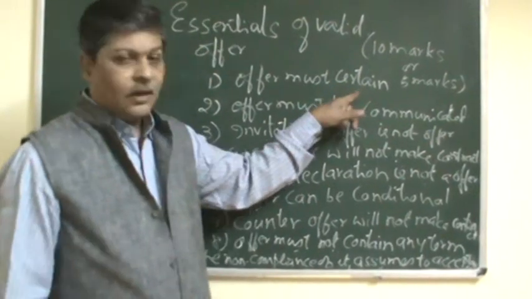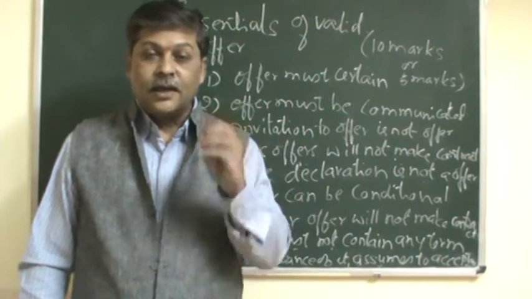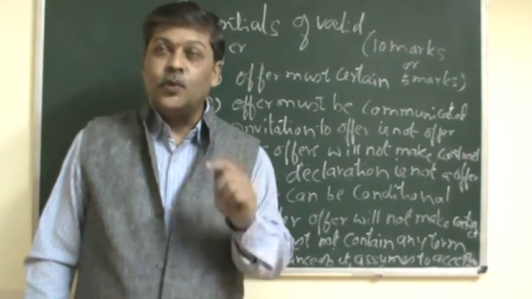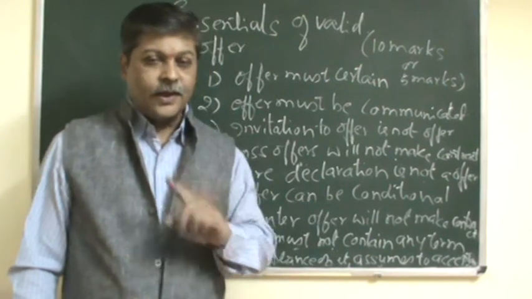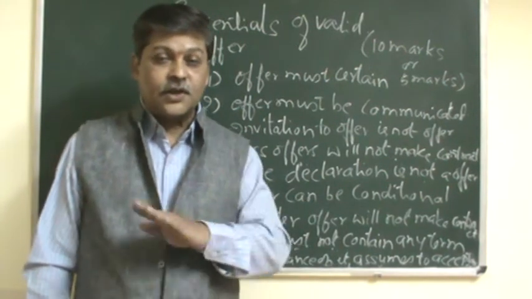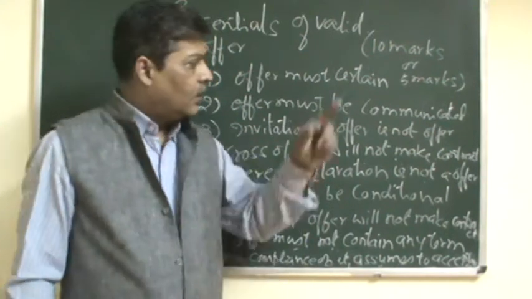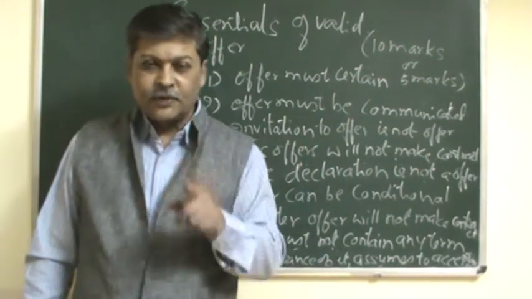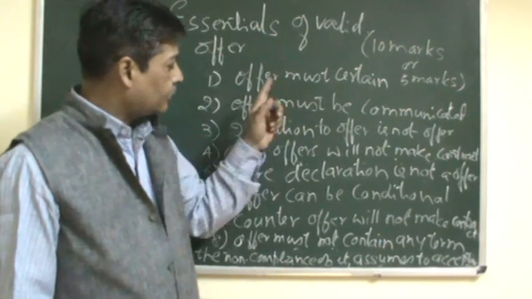But here there are two cars, as I had mentioned, so uncertainty has arisen. He has not expressed which car he is selling. That's why it is uncertain. It should not be uncertain, it should not be vague, it should be definite. The offer must be certain. This is the first rule applicable for a valid offer.